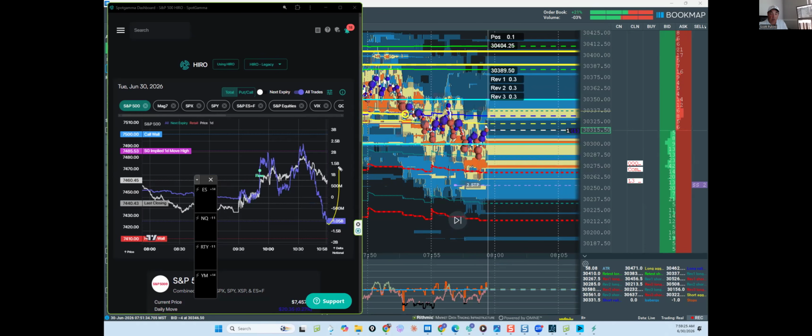Doesn't mean it can't turn around. No, I hope it does, because I have a long on. I hope it goes like this. Then I make money on my reversion trade long, and then I still have my short on, right?